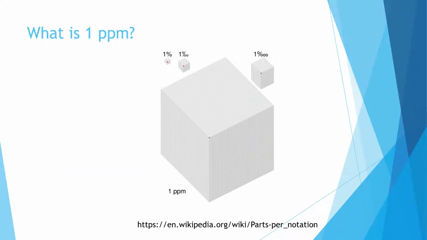So I mentioned in the previous slide 1 part per million. I want to give a graphic representation of what 1 part per million is. So in this big cube right here, see that little red spot, that one that you can barely see?